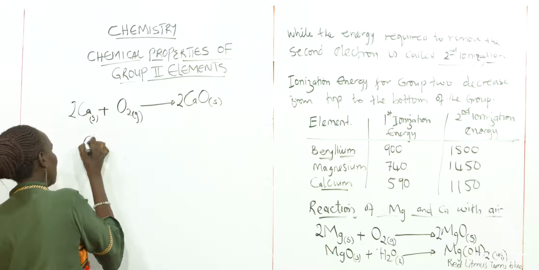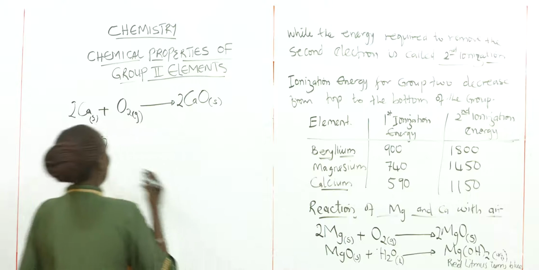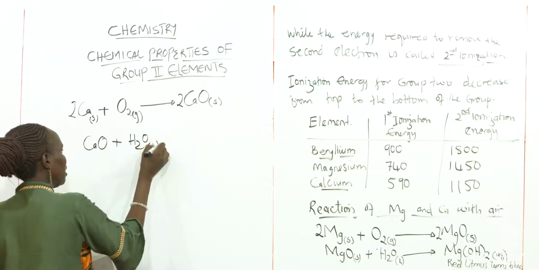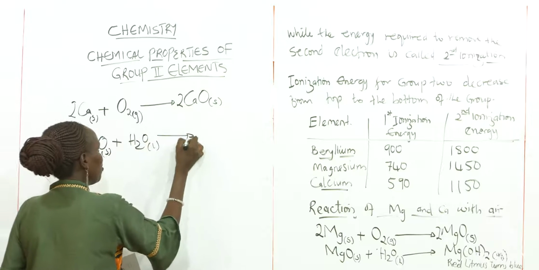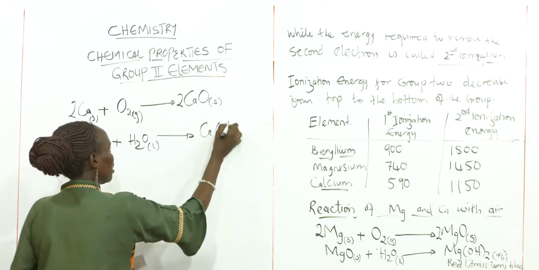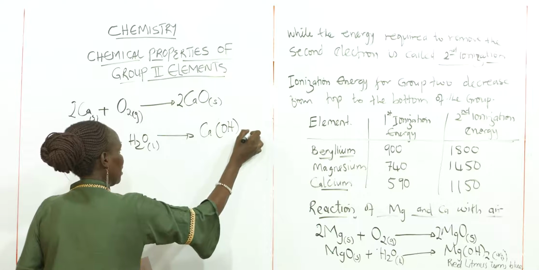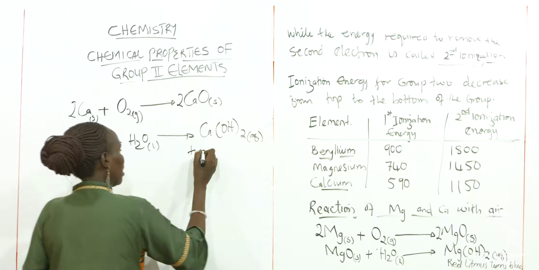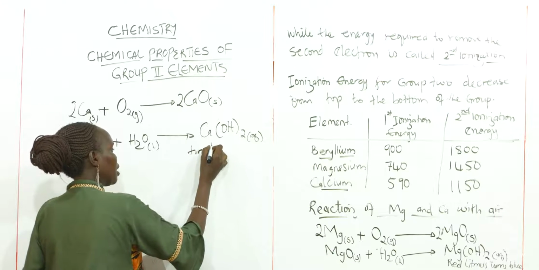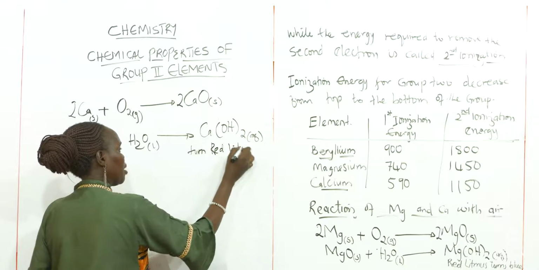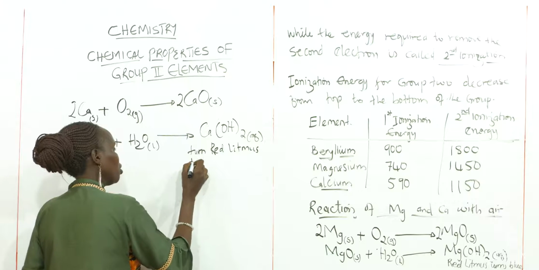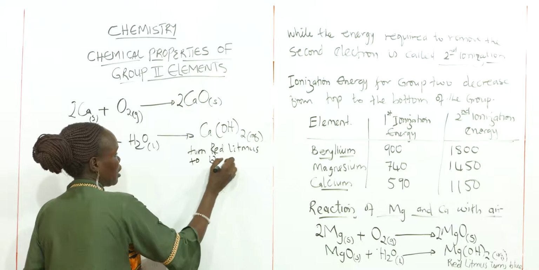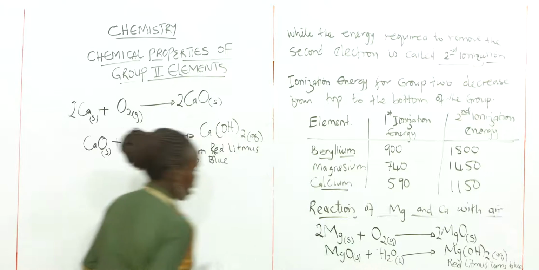So calcium oxide, the same thing with the magnesium, plus water, which is a liquid, it will form calcium hydroxide. So here calcium hydroxide is an aqueous solution, and it also turns the red litmus paper to blue, as we have seen with magnesium hydroxide.